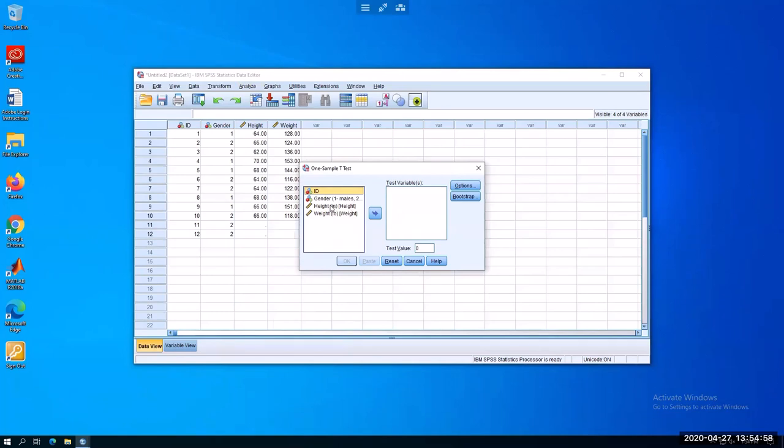Okay, so we mentioned that we want to see height. That's our test variable, and for one sample t-test we need just one variable. And click test value. For example, we want to compare these people to some known average, for example, 65. So enter this value here, test value is 65. We want to see if our subjects are taller or shorter than 65. And click OK.